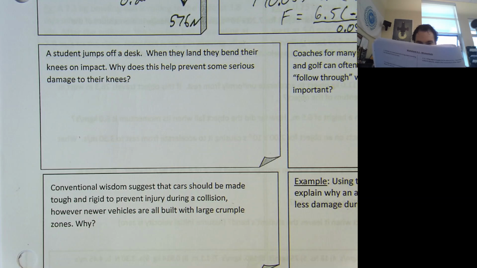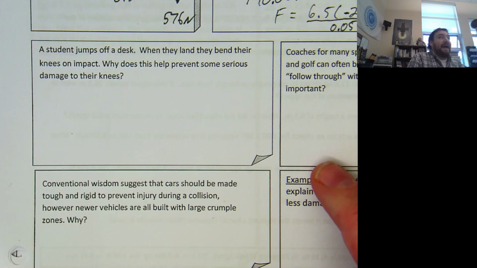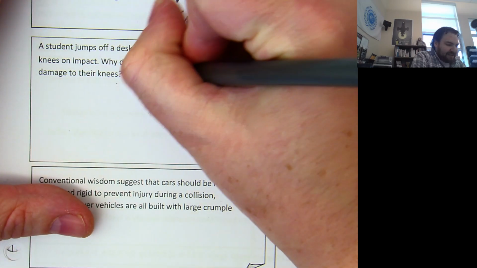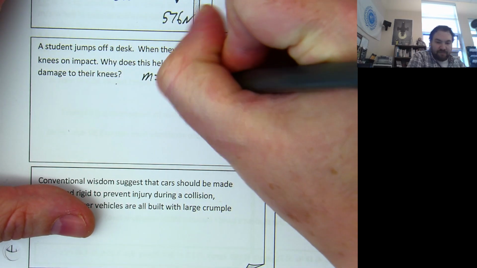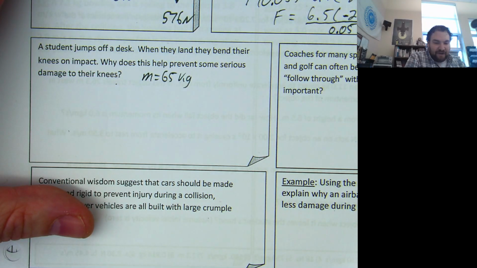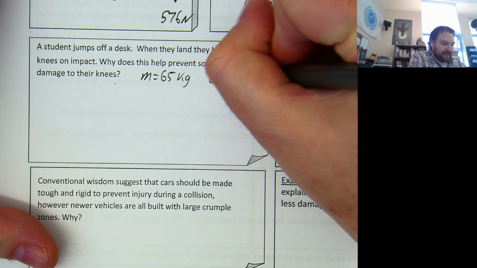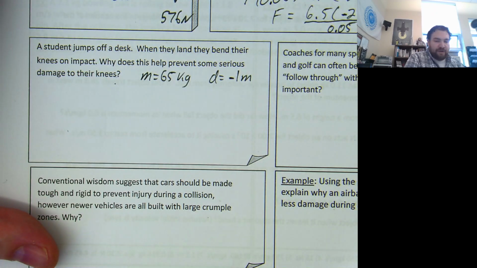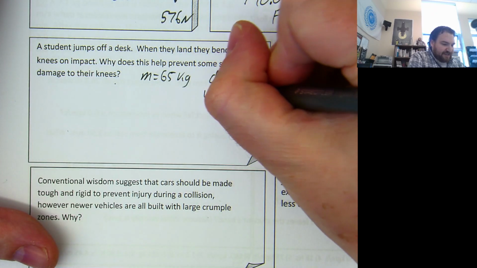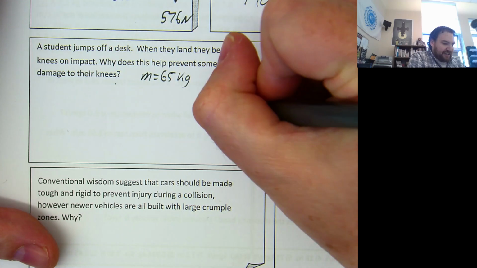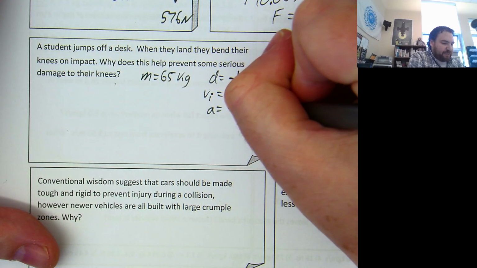Do we do this? Yeah, we do. I'll show you mathematically what I mean here. Let's say you have a student with a mass of 65 kilograms, and they're going to drop from a height of 1 meter. Their displacement is going to be -1 meter because they're dropping 1 meter. The initial velocity is 0. They're just stepping off the chair like I just did. Their acceleration is going to be -9.8 meters per second squared.